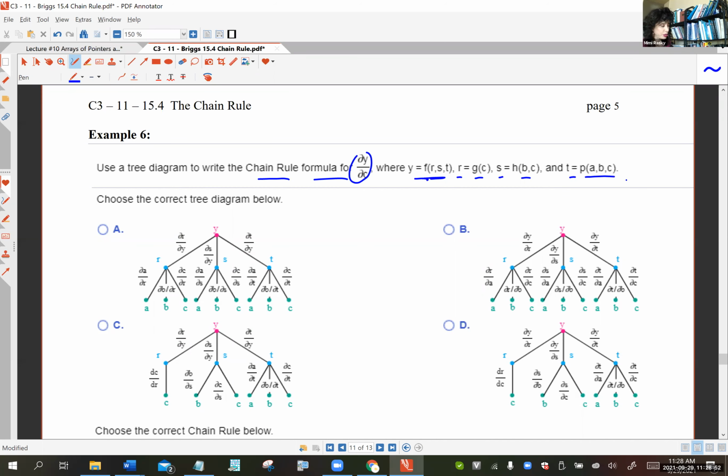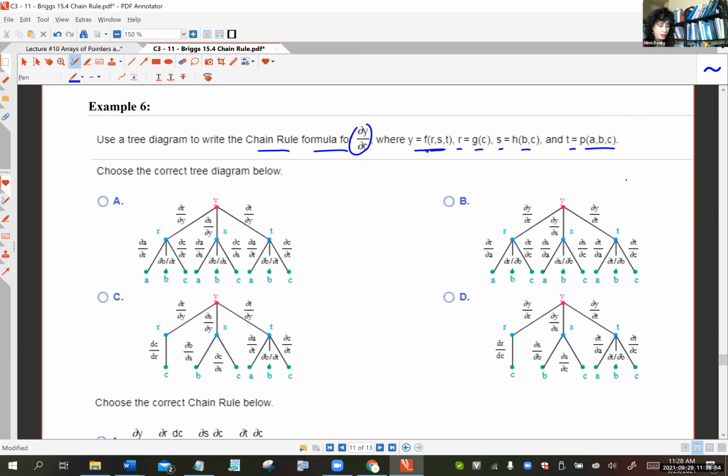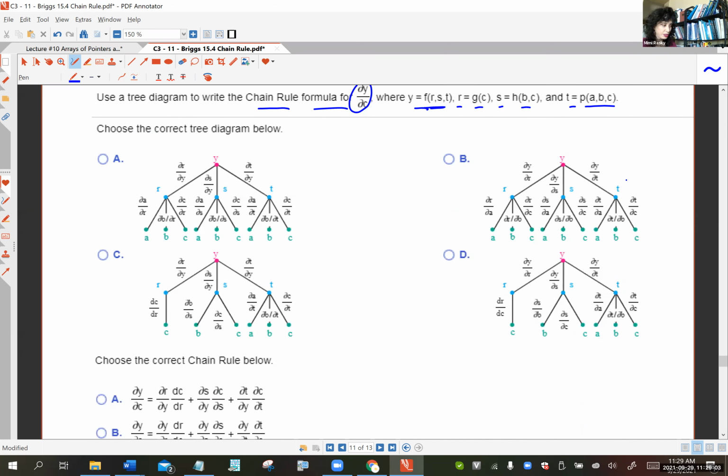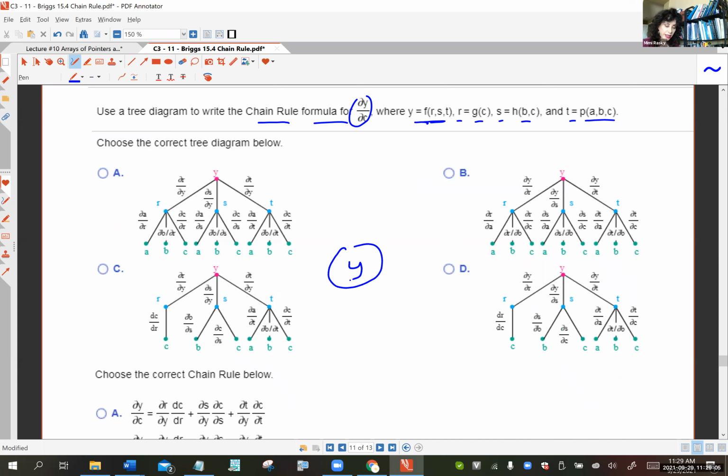And so here are all your choices for tree diagrams. So will you be able to pick the right one? What I do is I draw my own and then try to see what's going on. So I know that y is the same as f because they're giving it 2 names. And it's a function of 3 variables, r, s, and t. So start drawing your bubbles.